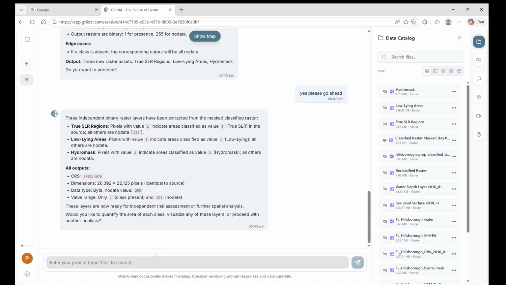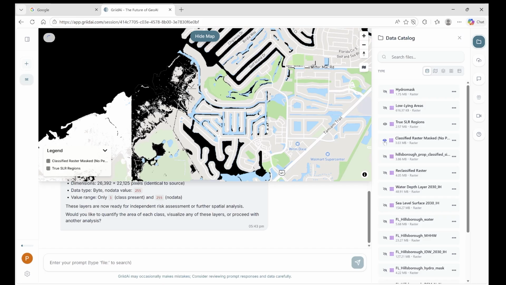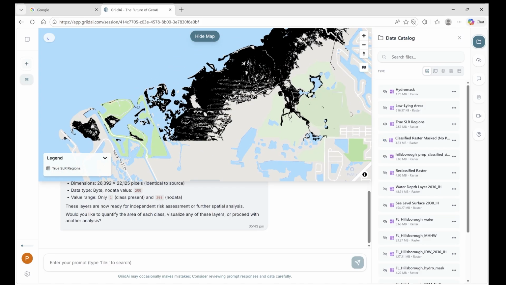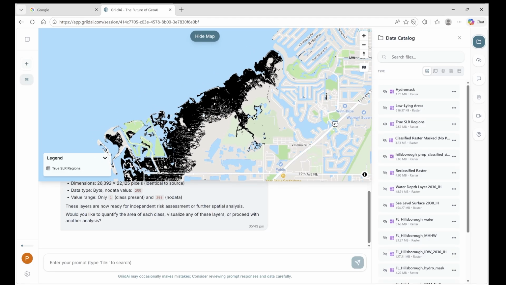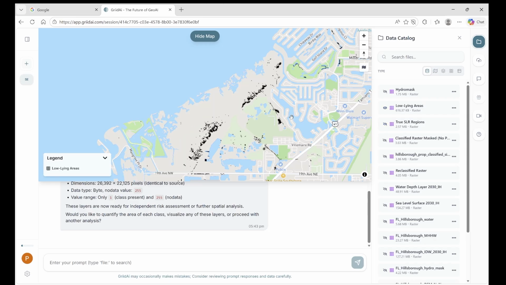Now it is separated and brought out as 3 different rasters: true SLR regions, low-lying areas and hydromask. Now we can see the true SLR regions. So now it has clearly identified the areas, and these are the true inundation areas that are going to get inundated due to the sea level rise. And in the same way we have the low-lying areas too.